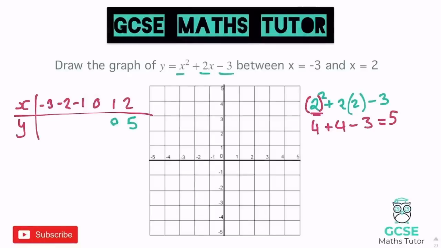0 squared is 0, add 0 is still 0, take away 3 is negative 3. And here's where we need to be careful. So the first one here is negative 1. If I'm going to do this on a calculator, I'll write my working out down. Negative 1 squared, add 2 lots of negative 1, and then take away 3.